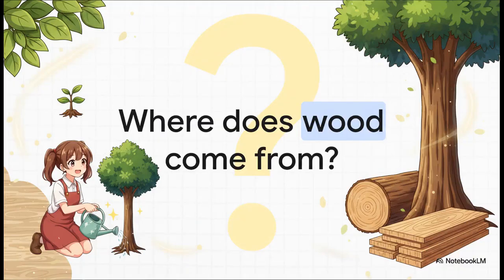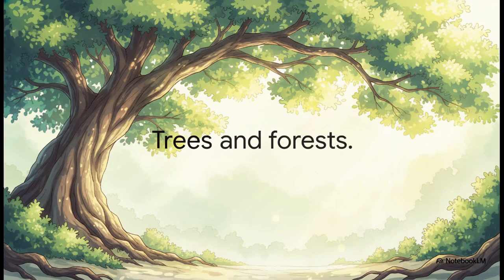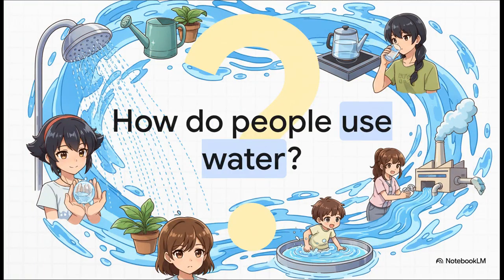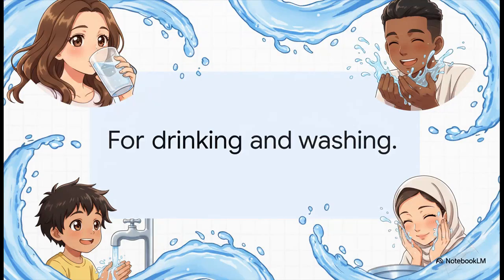Question 2. Where does wood actually come from? Trees and forests out in nature. Long before it was a desk, it was part of an untamed ecosystem. Moving fast. Question 3. How do people use water? For drinking, washing, and keeping our local areas thriving. It moves straight from nature to your tap to fulfill our most basic everyday needs.